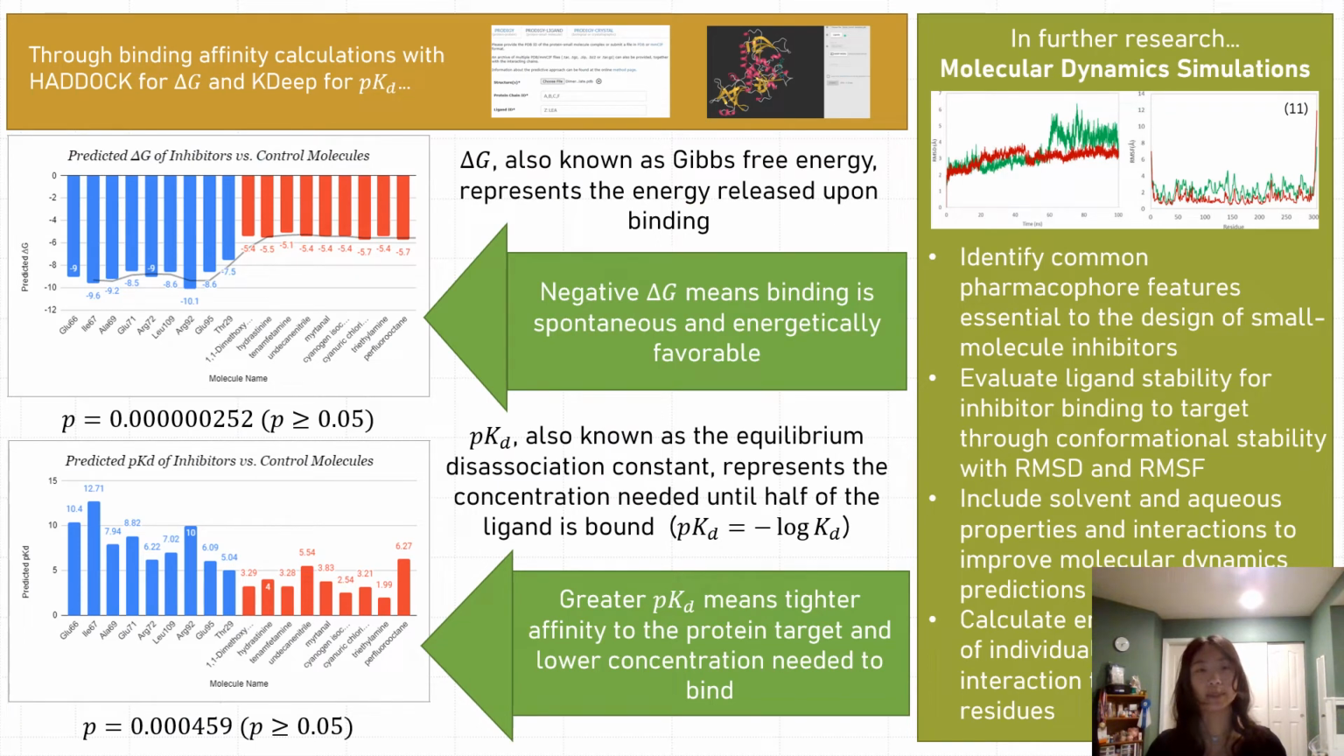The second aspect that I evaluated my inhibitors on was the binding affinity. Using computational tools, the predicted values for both delta G and pKd of the binding of the inhibitor to the protein target were found to be energetically favorable and spontaneous. Using a two-tailed t-test, the p-values of the inhibitors binding to the protein target were found to be statistically significant in comparison to the control molecules.